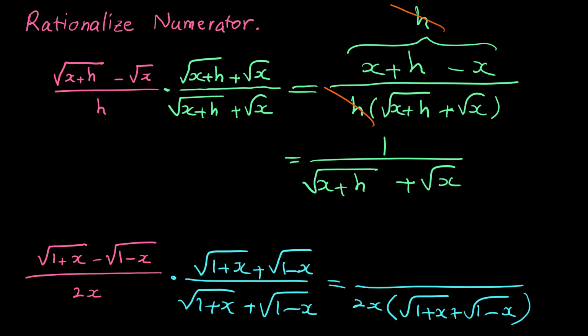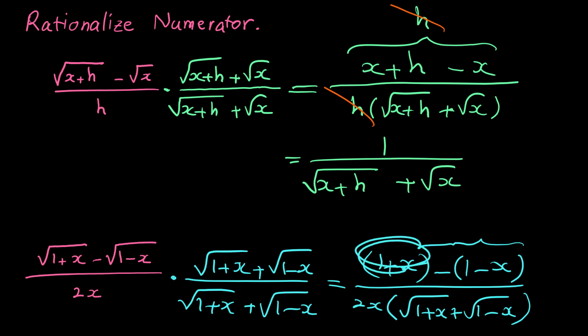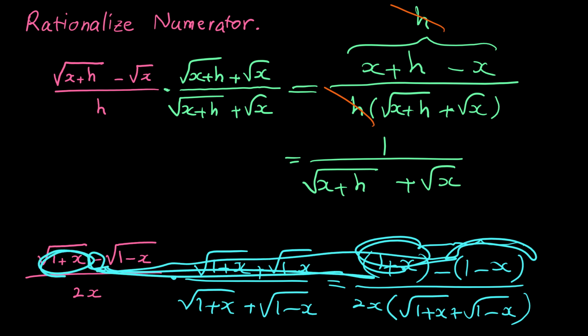So what remains in the numerator? We have 1 plus x minus 1 minus x. The reason I prefer to put a bracket, especially for this part, is optional, but because we have a negative between 1 plus x and 1 minus x, this negative is for all of this. This is the better way of writing the numerator.